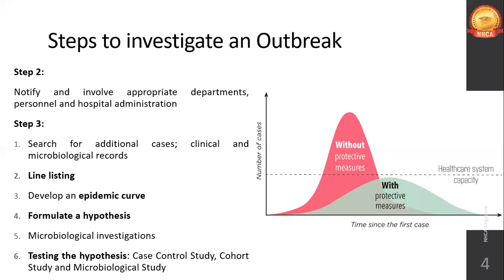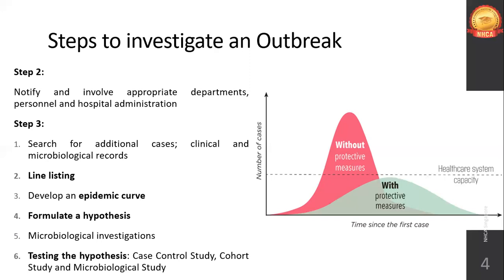You develop an epidemiological curve. In the epidemiological curve also, place, time, occurrence, everything will be mentioned. Also features like sex, gender, exposure to various risk factors, underlying disease. All this information will also be considered when you want to draw an epidemic curve.